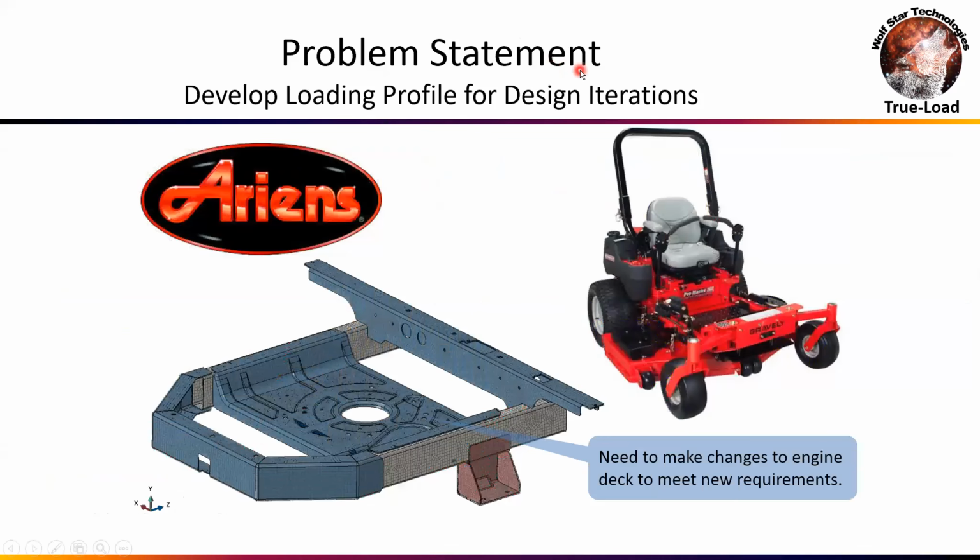Here's a nice example from Ariens. They're a lawn and garden manufacturer. They make these very high-end lawn and garden zero turning radius mowers. What you see here is an engine deck. This engine deck sits underneath the seat here, and the engine and transmission sit on this. And this structure was working just fine for Ariens. They didn't have any issues with it, but their transmission supplier requested some additional airflow to the transmission so they could cool the transmission properly. So they came and talked to us to see if we could help them out with it.